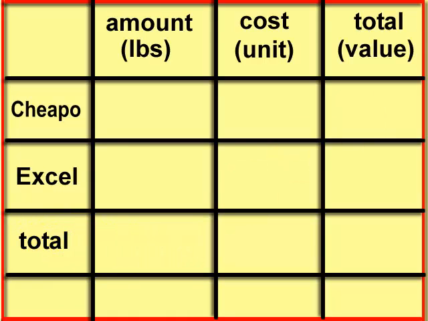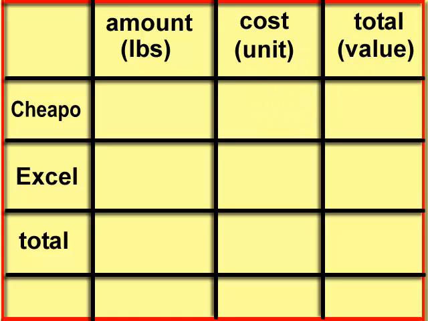So let's look at the units. The amount is going to be in pounds. The cost is how much one single unit costs, and the total is the total value. So in other words, if you had 15 pounds at $10 a pound, the value of that would be 15 times 10, or $150. Okay, so that's how this works.